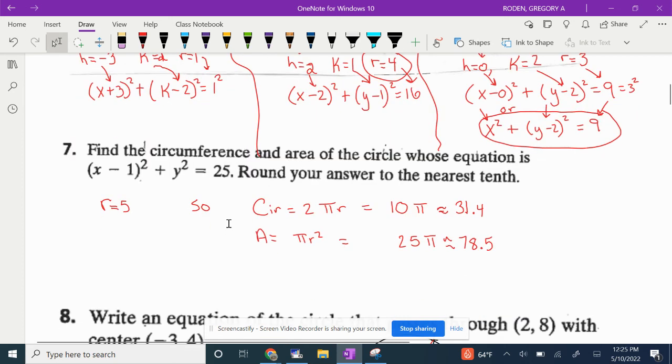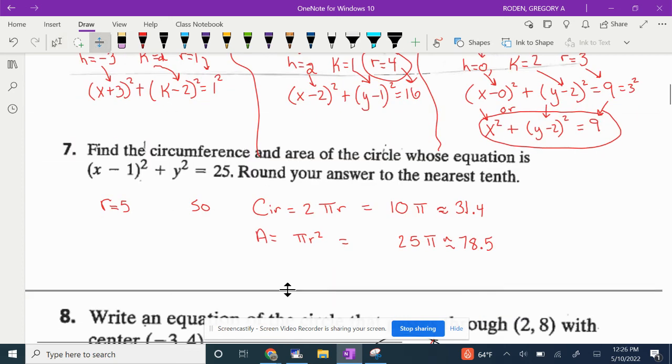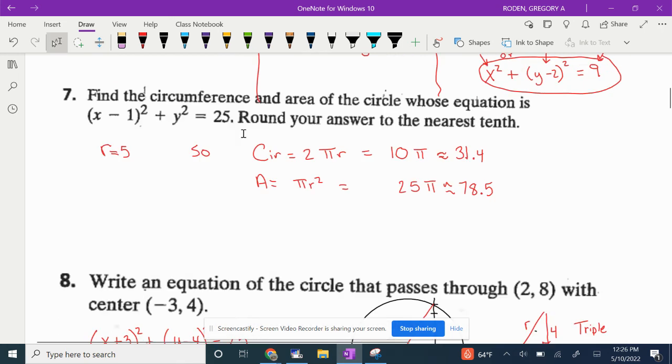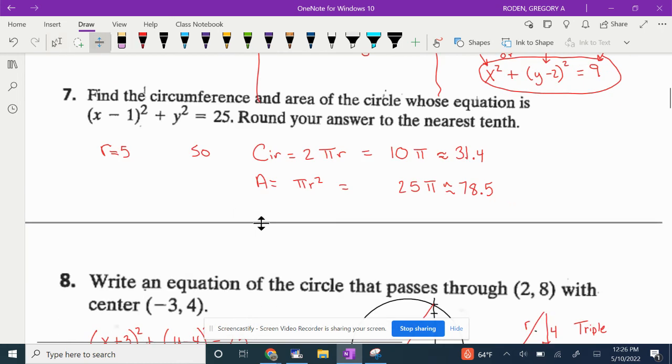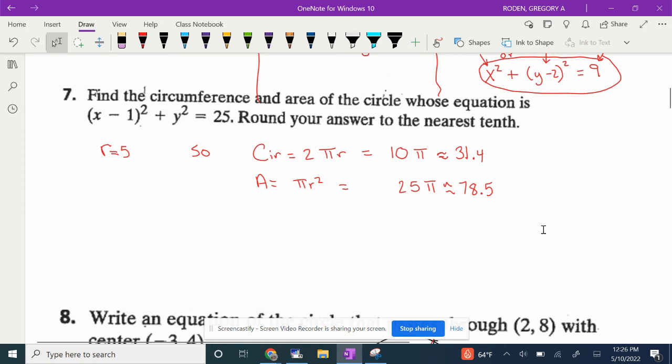Okay, so the next one says, find the circumference and area of a circle whose equation is x minus 1 squared plus y squared equals 25. Round your answer to the nearest tenth. So I think all we need to know is what the radius is. To find the circumference and area of a circle, we just need to know our radius is 5. And how did I get that? I just took the square root of 25 and got 5.